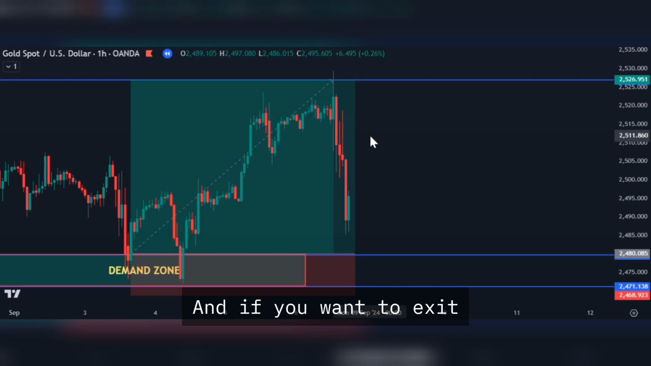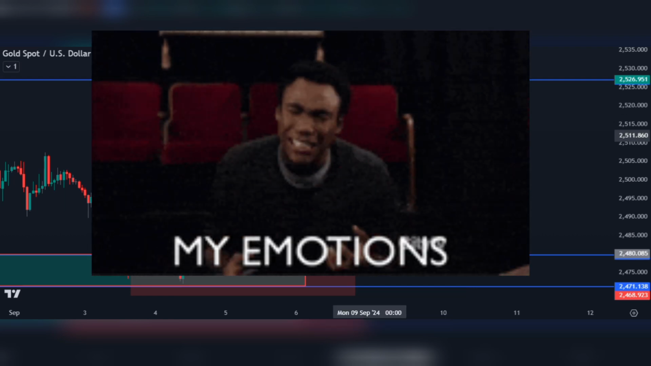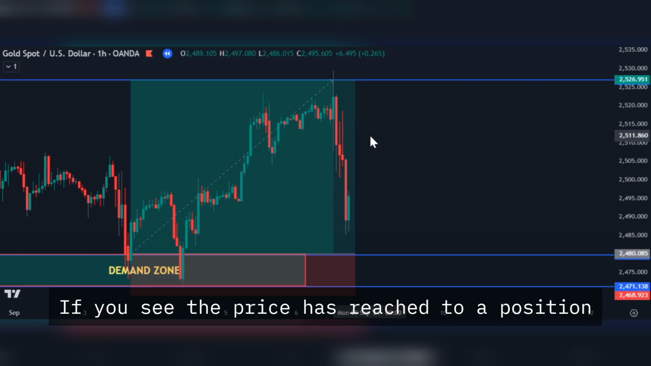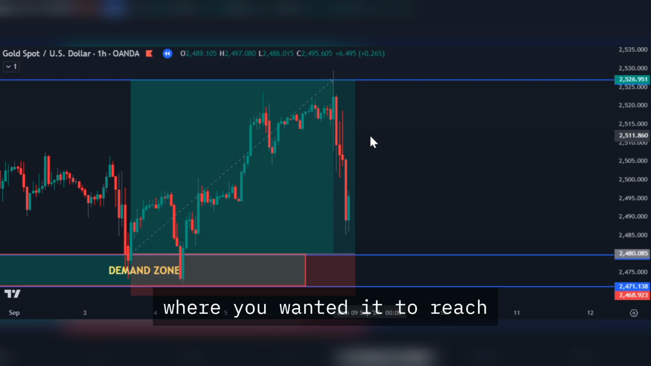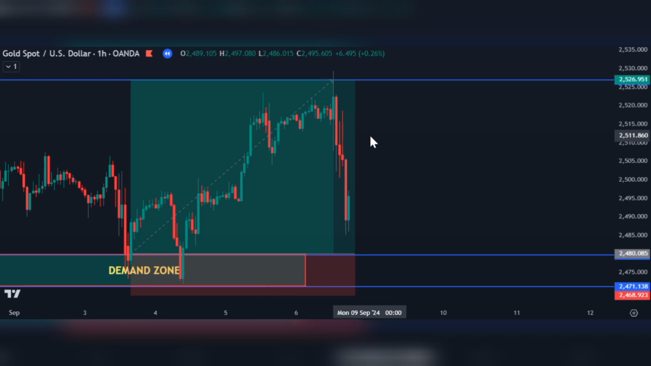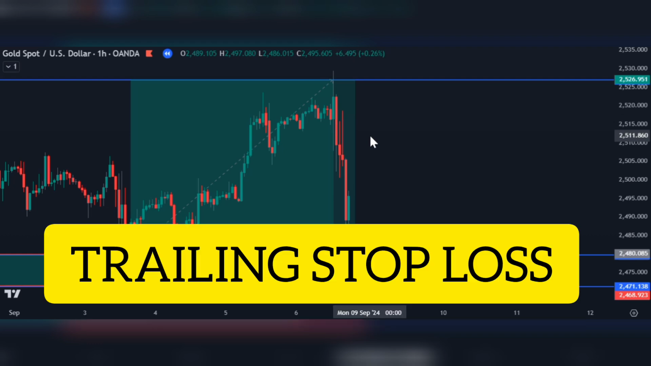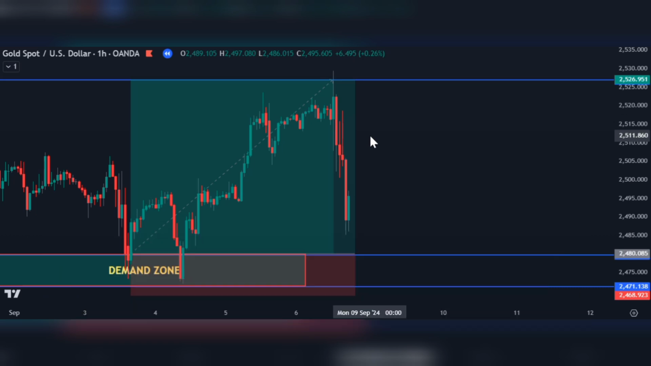And if you want to exit, don't exit on emotions. Be real. Be true to a setup. Believe in yourself. Be true to a setup. Always close 50% if you see the price has reached a position where you wanted it to reach. Okay, guys? And a clue, always use a trailing stop loss. Trailing stop loss is moving your stop loss to break even.